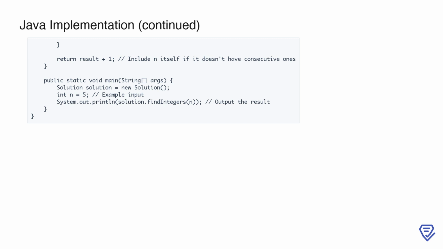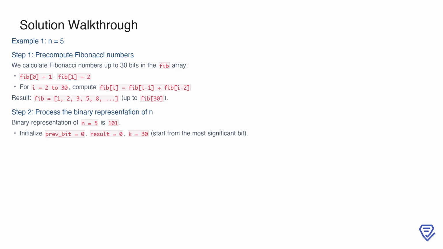To solve this problem, we start by pre-computing Fibonacci numbers, which will help us efficiently calculate the count of valid integers later. The Fibonacci sequence is defined such that each number is the sum of the two preceding numbers. We initialize fib[0] equals 1 and fib[1] equals 2 because the smallest numbers without consecutive ones are 1-bit and 2-bit values, respectively. Then, for each i from 2 to 30, we calculate fib[i] equals fib[i-1] plus fib[i-2]. This gives us the Fibonacci sequence up to 30 bits, for instance, fib equals 1, 2, 3, 5, 8.